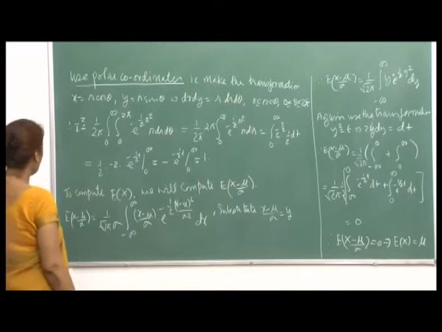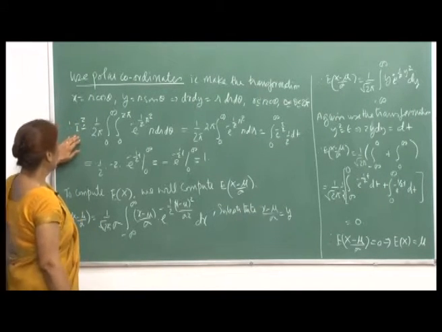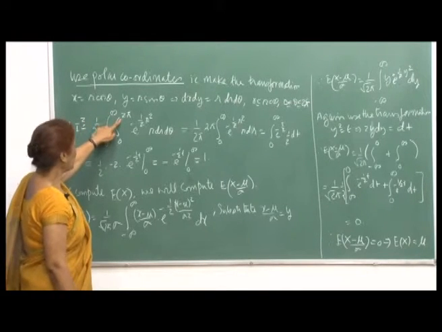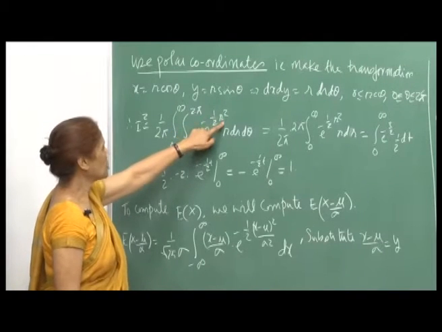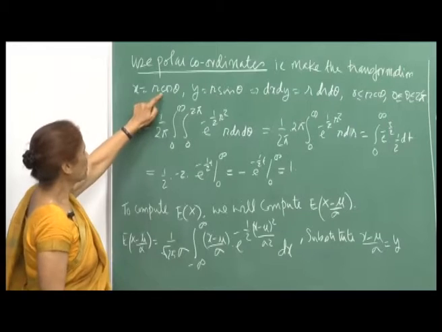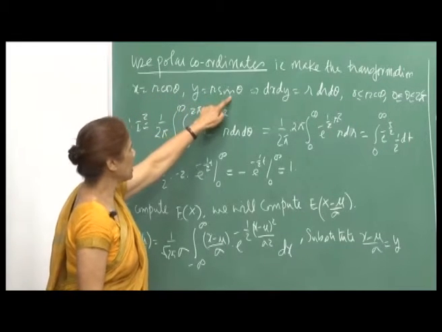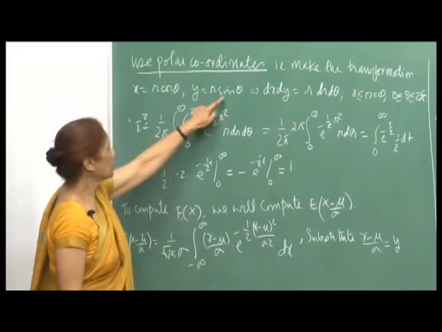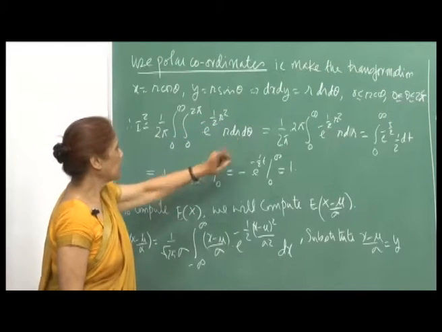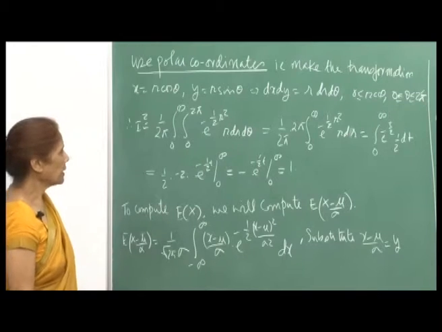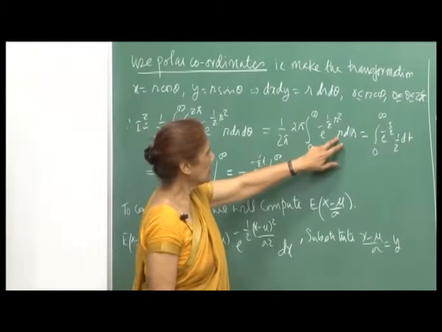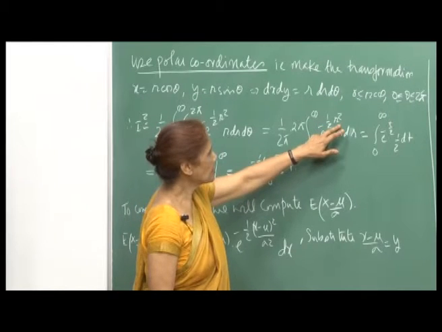So, I squared then becomes 1 upon 2 pi, integral 0 to infinity, 0 to 2 pi, e raised to minus half r square, because x square plus y square becomes r square cos square theta plus r square sin square theta. Since cos square theta plus sin square theta is 1, it reduces to r square, and this is r dr d theta. And again this is in a nice form, because now you have r here and you have e raised to minus half r square.